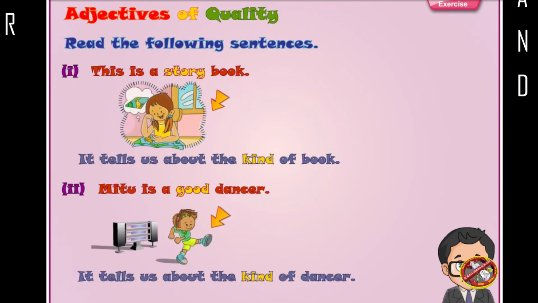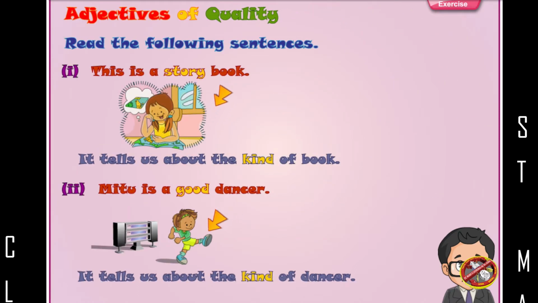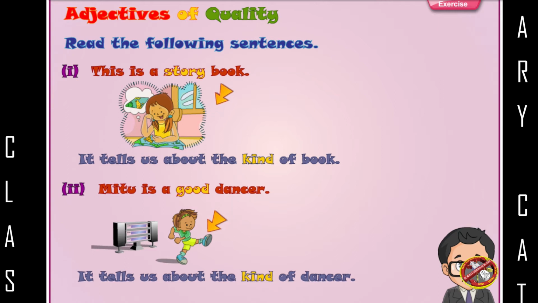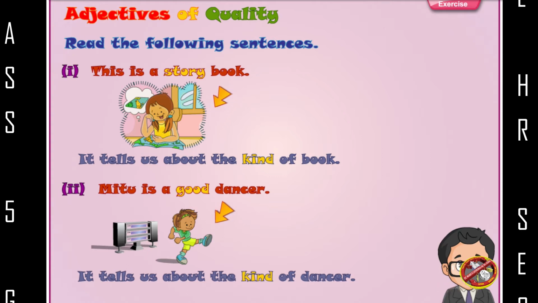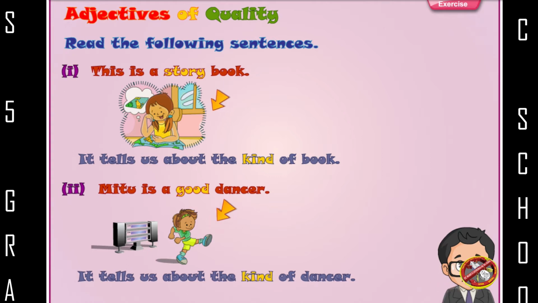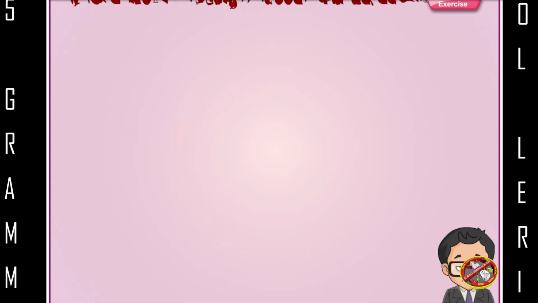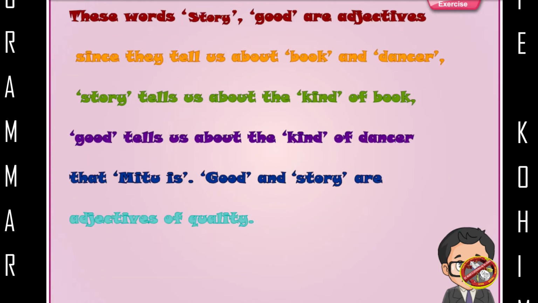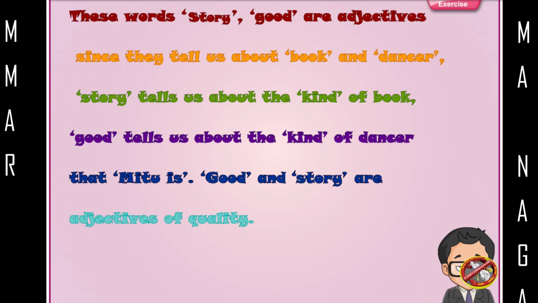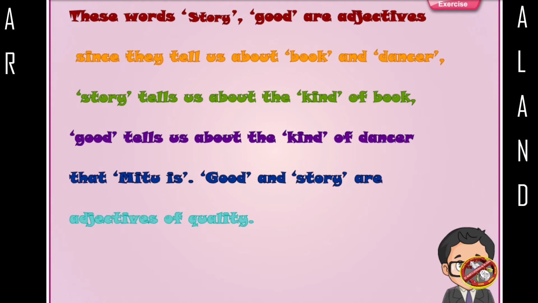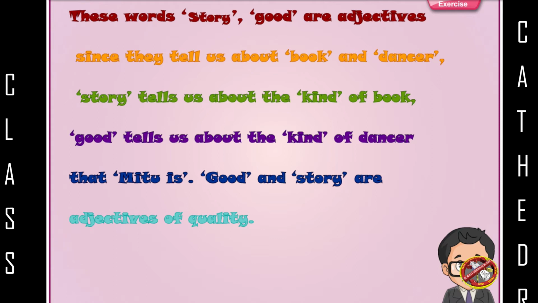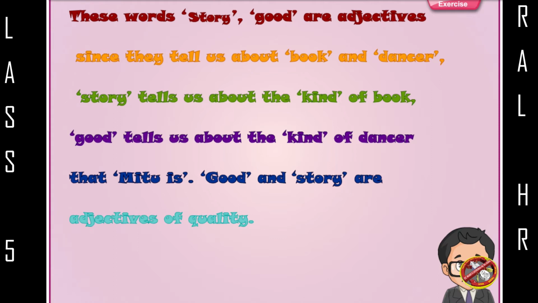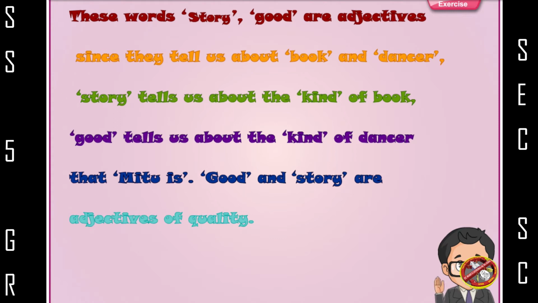Adjectives of quality. Read the following sentences. This is a storybook. It tells us about the kind of book. Mitu is a good dancer. It tells us about the kind of dancer. These words, story and good, are adjectives since they tell us about book and dancer. Story tells us about the kind of book. Good tells us about the kind of dancer that Mitu is. Good and story are adjectives of quality.